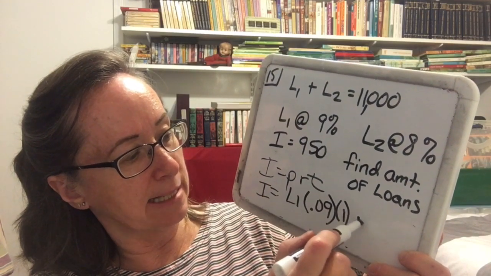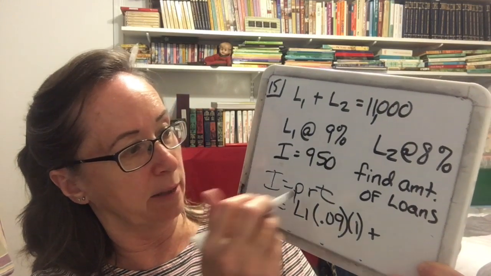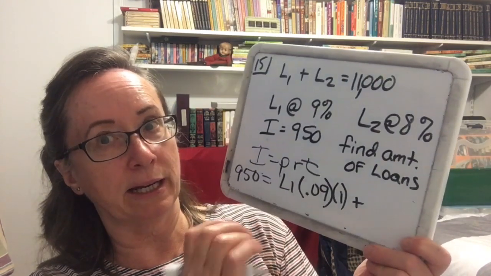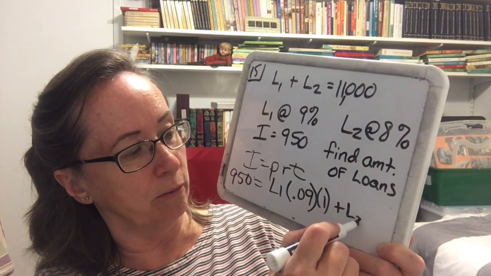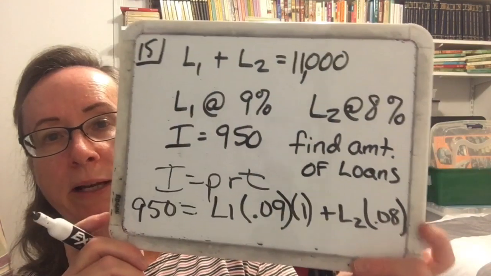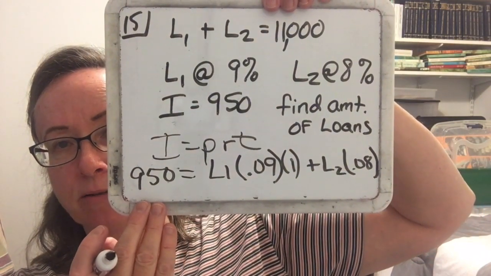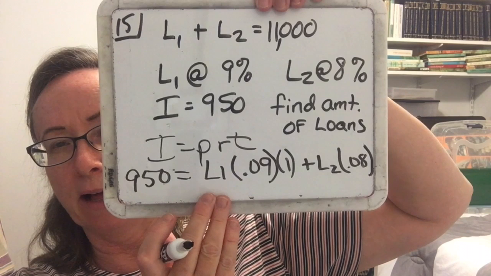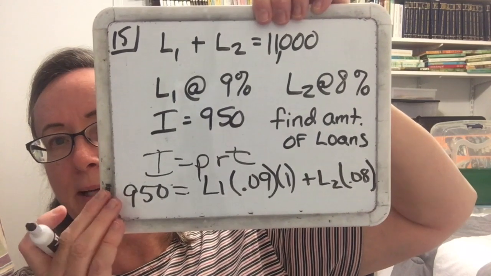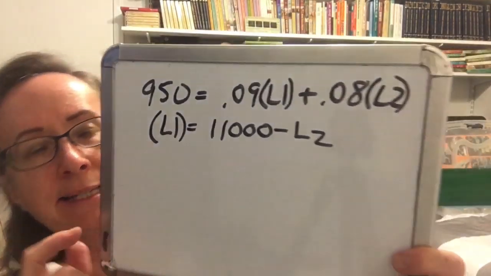And then plus, he's got 2 loans, so that interest is including both, and we can go ahead and put $950 right there. And then plus what he owes for loan 2. So loan 2 is 0.08 times the 1, and we won't even put the 1 down. Okay, so now we have the $950 that he owes in interest comes from L1 at 0.09 and L2 at 0.08. So do we now have our 2 equations and our 2 unknowns?